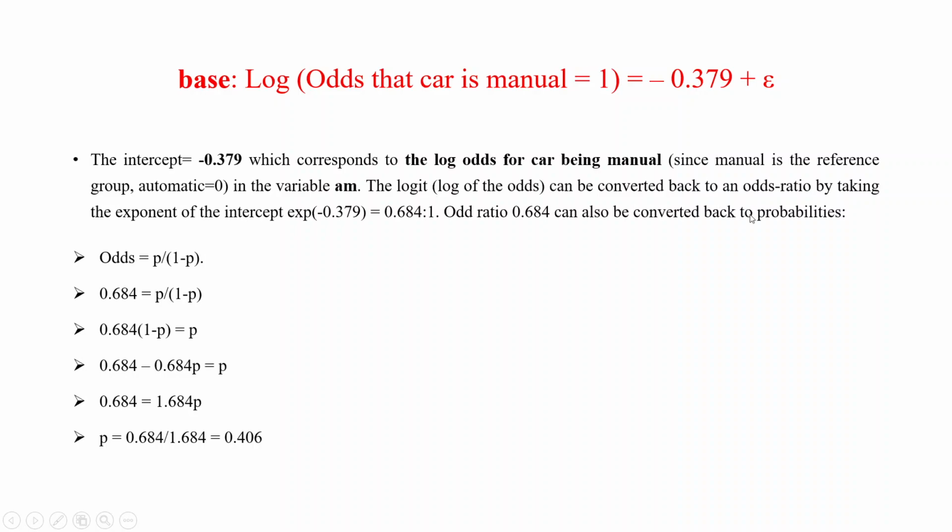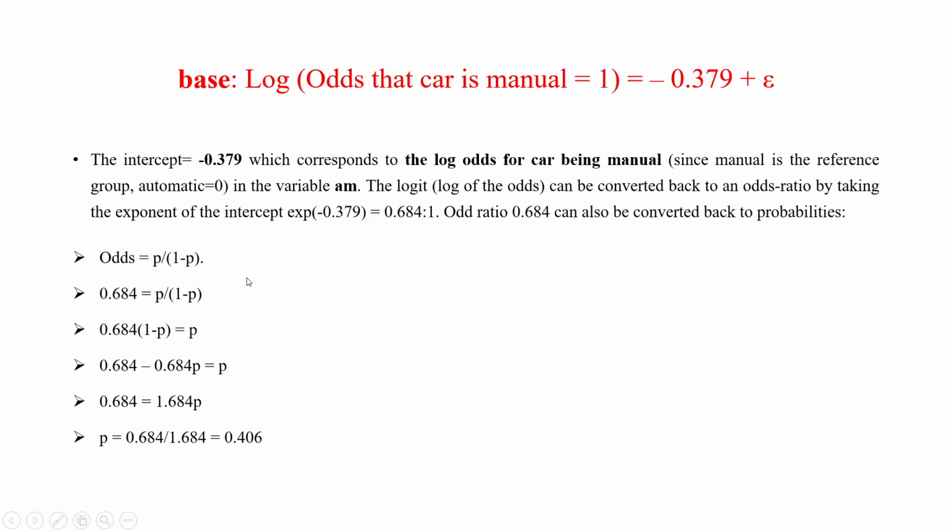The logit can be converted back to an odds ratio. So I want to convert this log of odds into odds ratio, and I want to compute the probabilities. How can I do it? Whatever the coefficient is there, I will take the exponent of it. So exponent of (minus 0.379). You can do this on your scientific calculator or just write it in Google also. Write exponential minus 0.379. It will give you the value 0.684 is to 1.